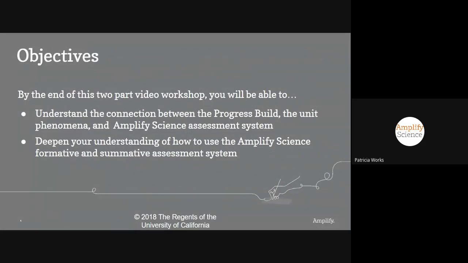Here are our objectives. By the end of this 2-part video workshop, we hope you will be able to understand the connection between the progress build, the unit phenomena, and the Amplify Science assessment system. And we hope this will deepen your understanding of how to use the Amplify Science formative and summative assessment system.